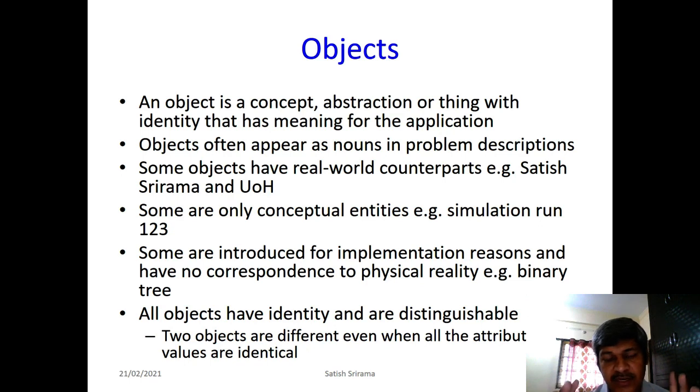Some objects actually have real world counterparts. Say, for example, if you think in terms of a person, Satish Srirama, he is an object. All of you students are also objects, since all of you are persons. And if we are thinking in terms of an organization or company, University of Hyderabad would fit as one of the objects, isn't it? So some of the objects have these sort of real world counterparts. In fact, visualizing real world objects is relatively easy, because you can actually see some counterparts there.